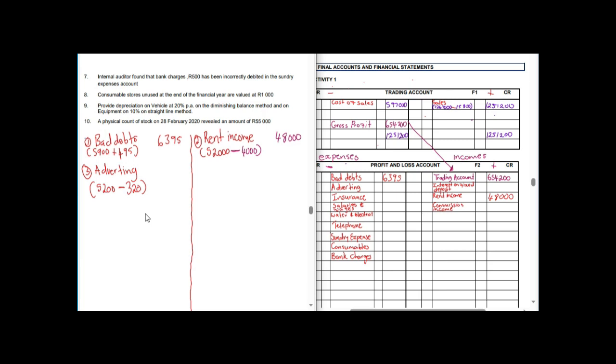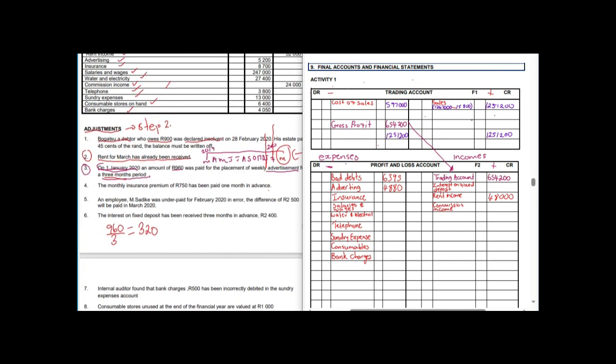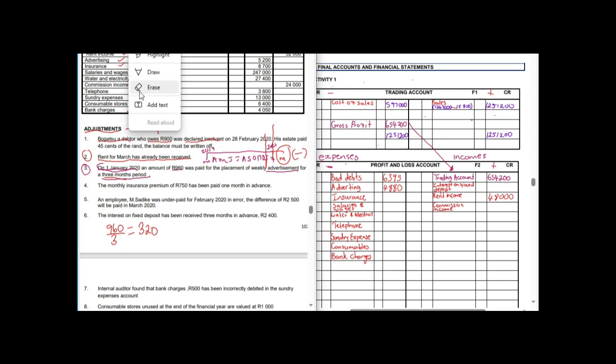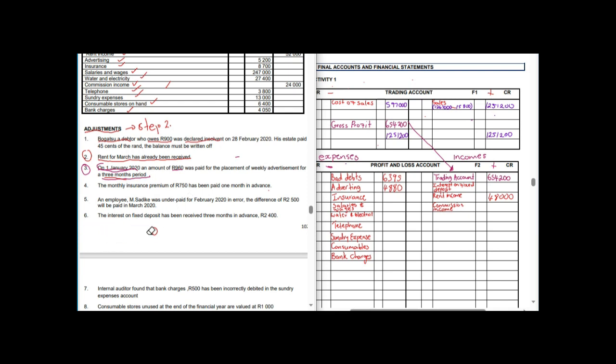5,200 minus 320, then the final amount is 4,880 rand. And then now we can record it under our profit and loss account, 4,880 rand. So guys, it is very important again to understand the information and always have our timeline. Our timeline helps us a lot, guys, to understand these things and also to be able to solve these given problems.